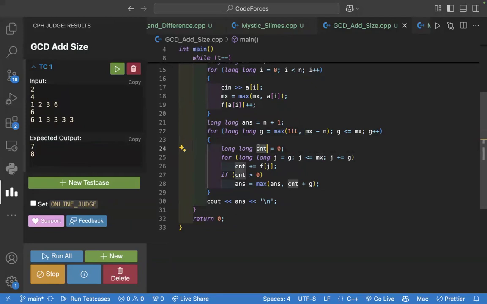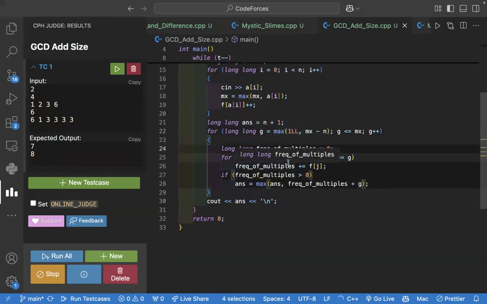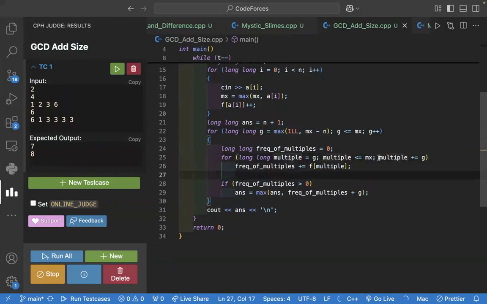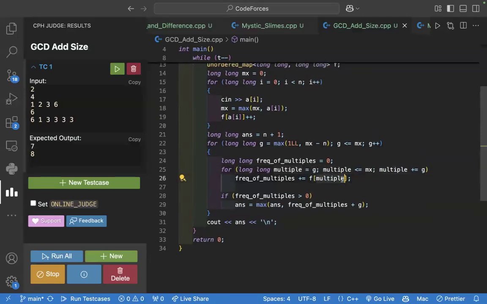Now I have a counter that is basically the frequency of multiples. And now I have this J loop over here, which basically means the multiple. So I start this off with the multiple G, and then till this is less than or equal to mx, I say multiple plus equal to G. And every time, in my frequency map of the multiple, whatever value is saved there, I just keep on adding.